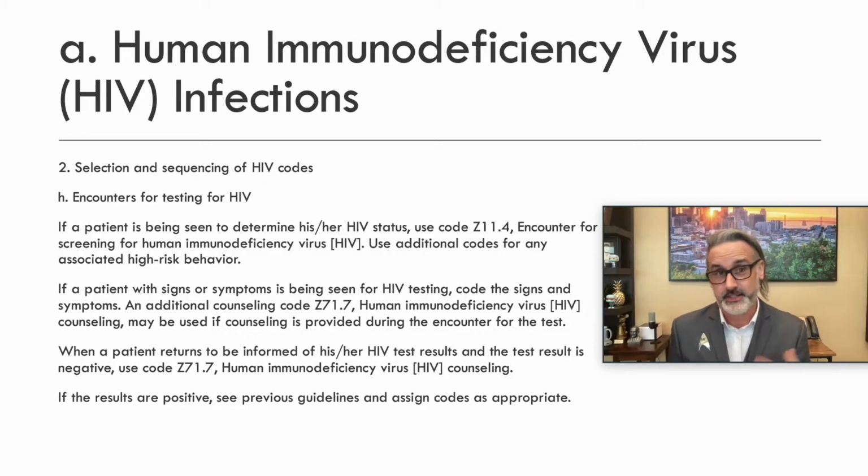But then if the doctor just mentions the HIV condition and, quote unquote, counsels the patient on it, and also if they come back and get the test results and it's negative, then we would add the Z71.7 code for the counseling of the HIV condition.